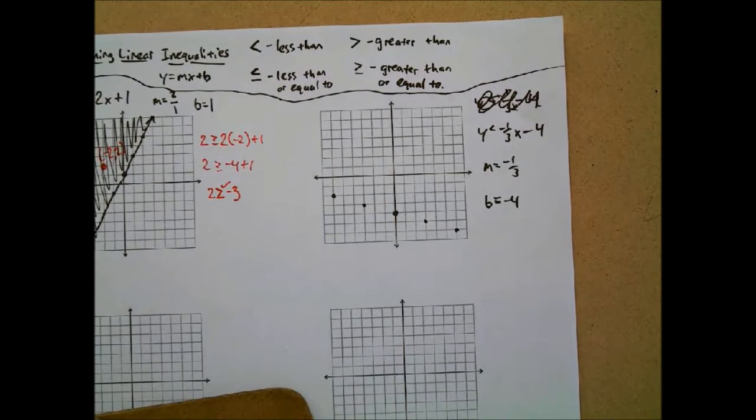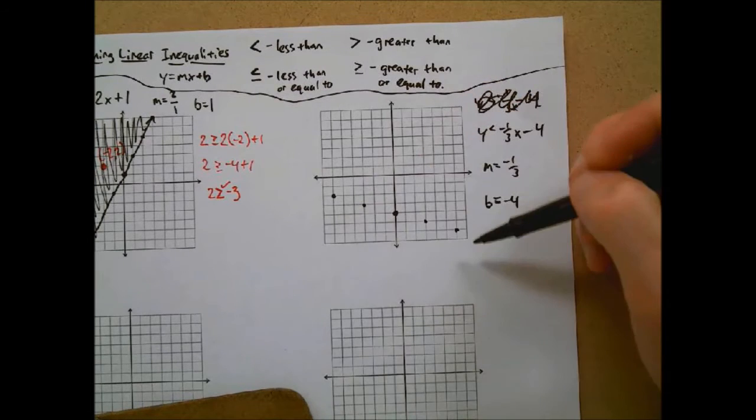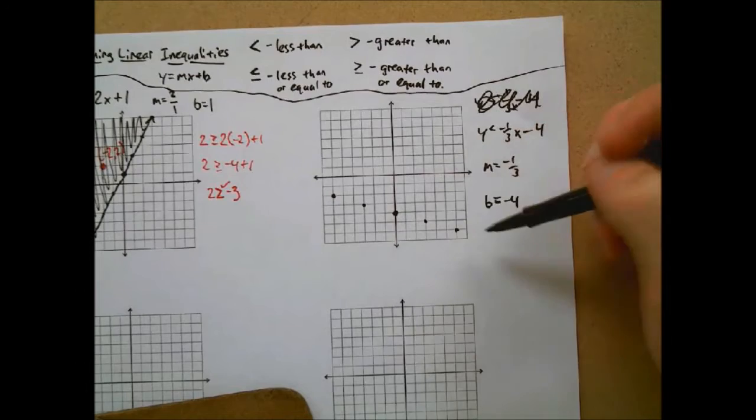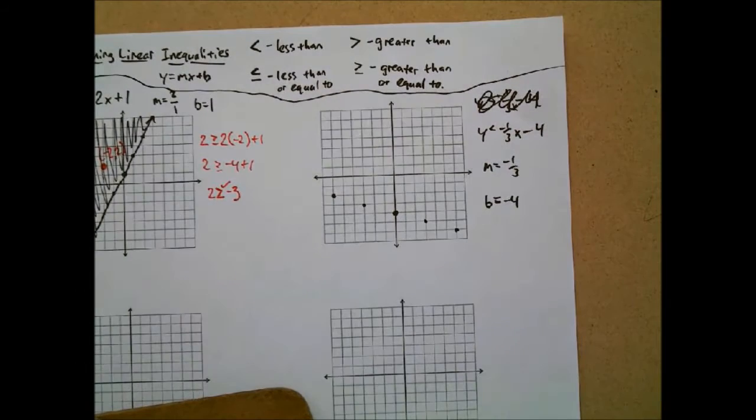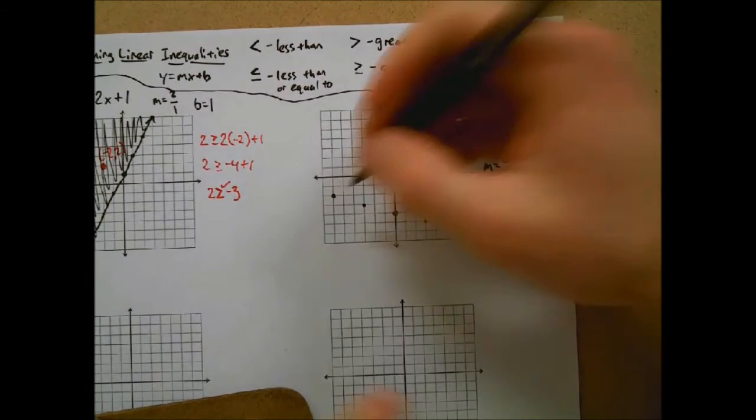How should we draw our line now? Should we use a solid line? No. Why not? Because it does not have an equal to, right? Since it doesn't have an equal to, but we still want to show there's a border, we don't want to put a solid line because it's not including those answers, right? All these points on the line do not actually work in the inequality, but they're going to be part of our border. So how can we show there's a border but say that those aren't solutions? We're going to use a dotted line.